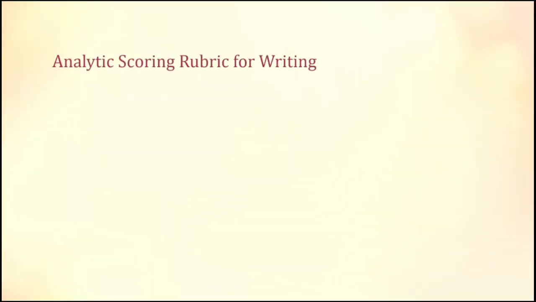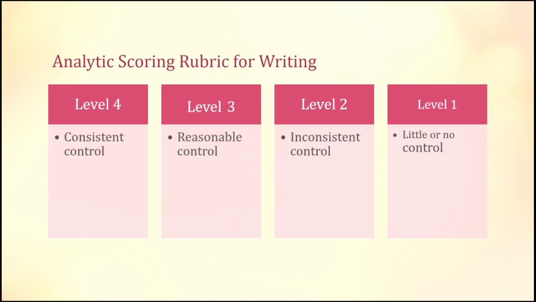For the analytic scoring rubric for writing, here there are 4 levels, from the lowest to the highest, beginning from level 1. There is little or no control in writing, then level 2 inconsistent control, level 3 reasonable control, and level 4 is consistent control.